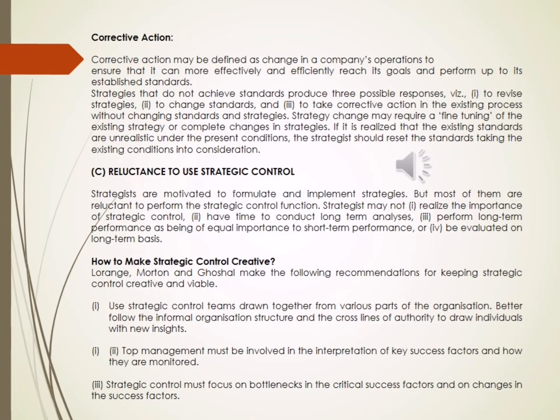So now, how to make strategic control creative? Lawrence, Morton, and Gushal make the following recommendations for keeping strategic control creative and viable. First is to use strategic control teams drawn together from various parts of the organization. They follow the informal organization structure and cross lines of authority to draw individuals with new insights. Next is that top management must be involved in the interpretation of key success factors and how they are monitored. And number three, strategic control must focus on bottlenecks in the critical success factors and on changes in the success factors.